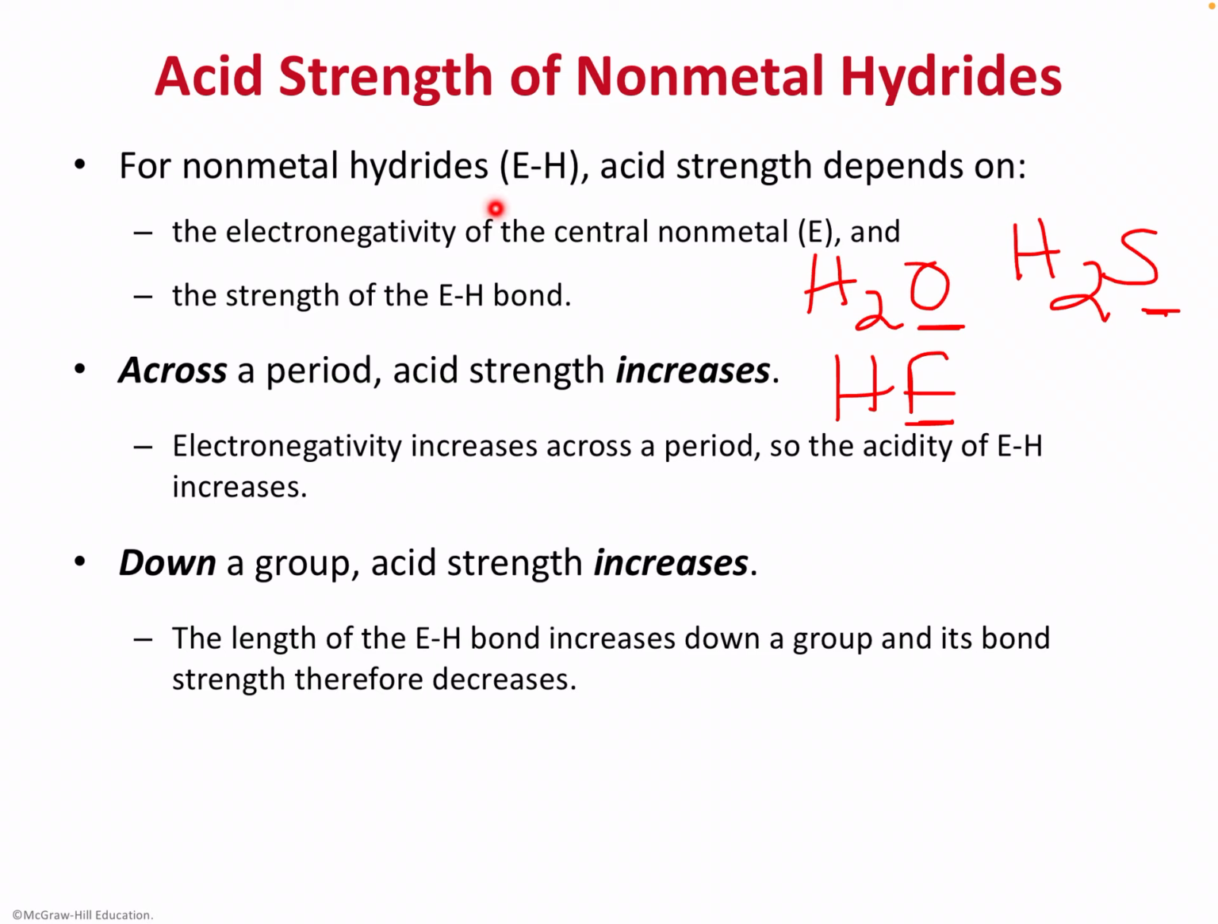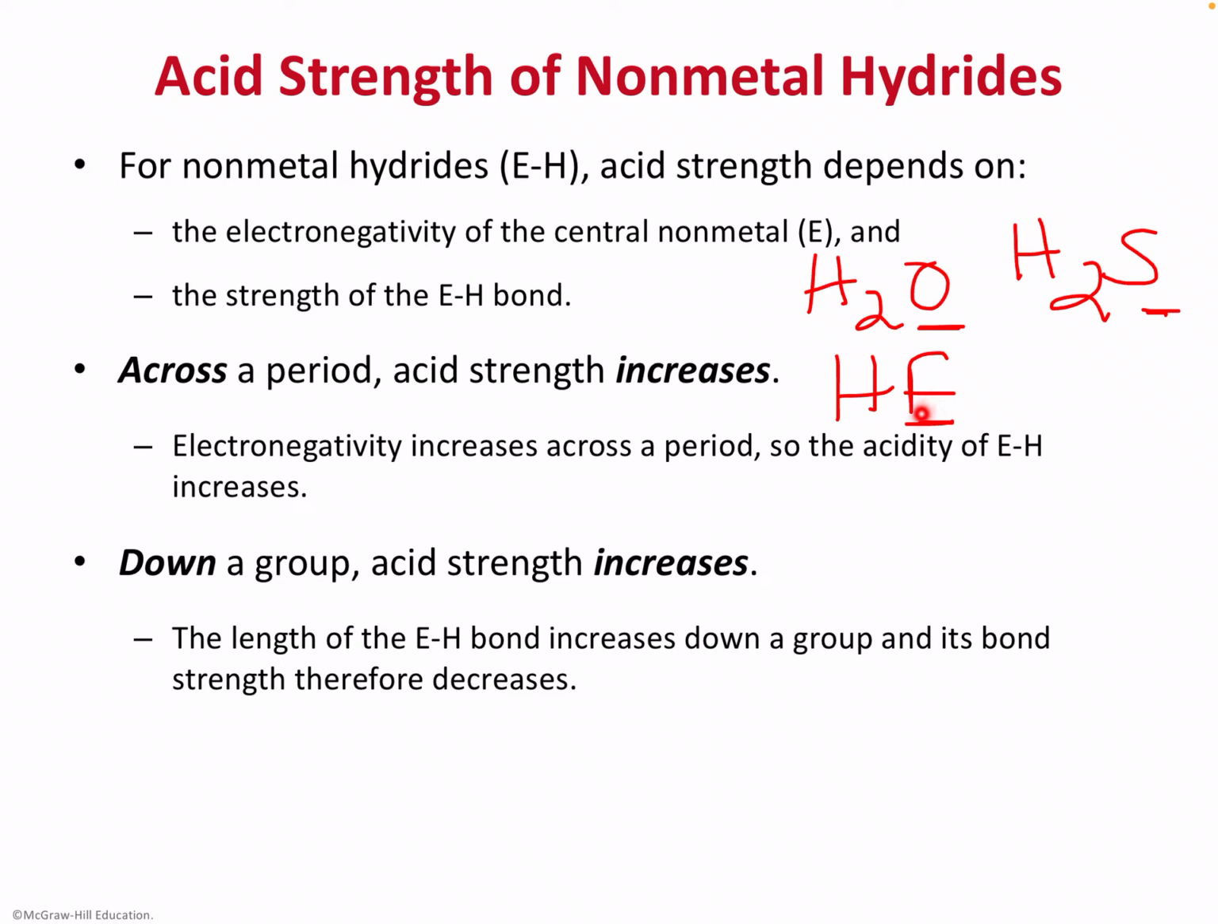For non-metal hydrides, E is the non-metal, H is the hydrogen. Acid strength depends on the electronegativity of the central non-metal. Now the non-metals here in these 3 examples are oxygen, sulfur, fluorine, and we're going to look at the electronegativity. Which one is the most electronegative element in the periodic table? It is fluorine. Fluorine's electronegativity is 4.0, which is like your GPA.